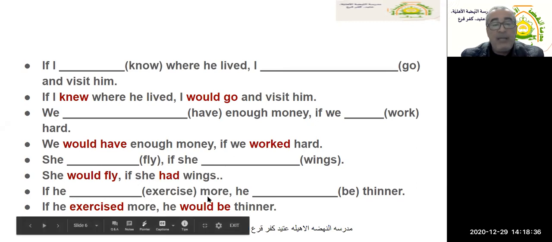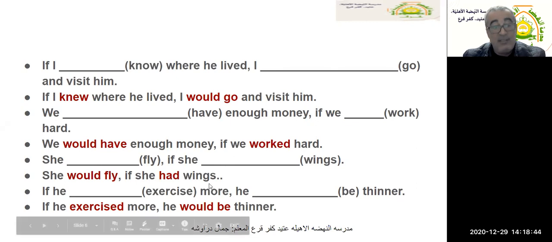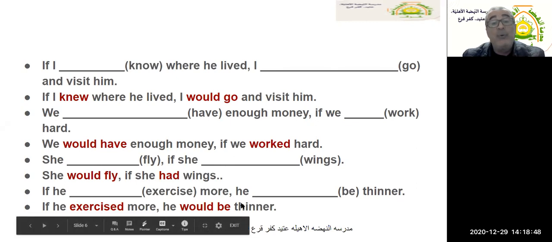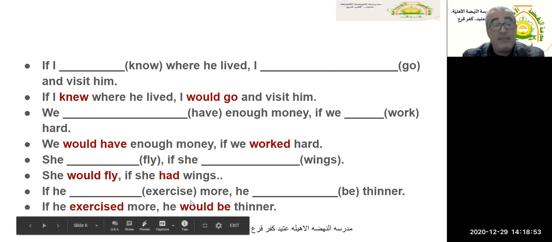If he exercised more, he'd be thinner. Is he thinner now? No, he isn't. Because it says here, if he exercised more, he would be thinner. So what I understand from here is that he is not thinner because he didn't exercise more.